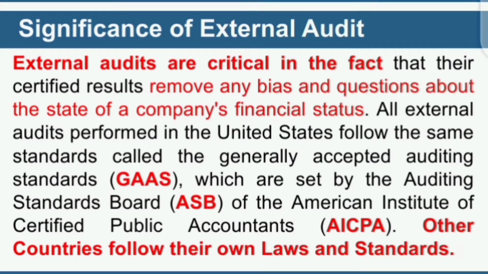Significance of external audit. External audits are critical in the fact that their certified results remove any bias and questions about the state of a company's financial status. All external audits performed in the United States follow the same standards called the Generally Accepted Auditing Standards or GAAS, which are set by the Auditing Standards Board (ASB) of the American Institute of Certified Public Accountants or AICPA. Other countries follow their own laws and standards.